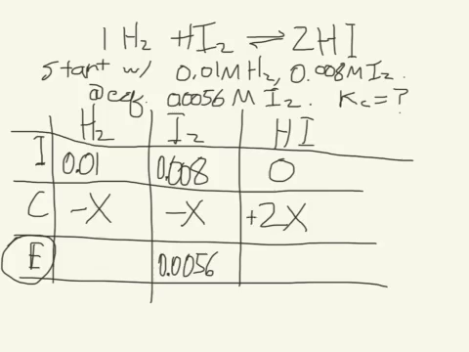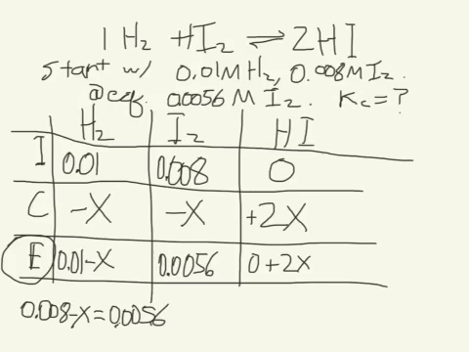Now for the equilibrium column, we know that if we start with 0.01 H2 and we lose x of it, we're going to just end up with 0.01 minus x. And if we start with 0 HI and we gain 2x of it, we end up with that. Now we can go about solving for x.